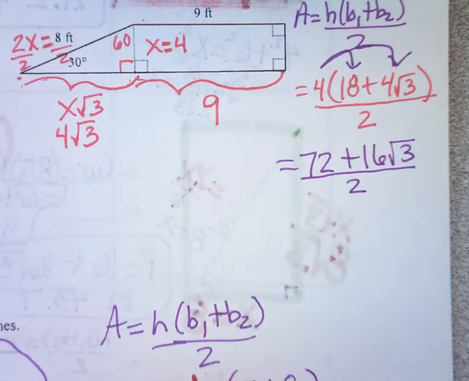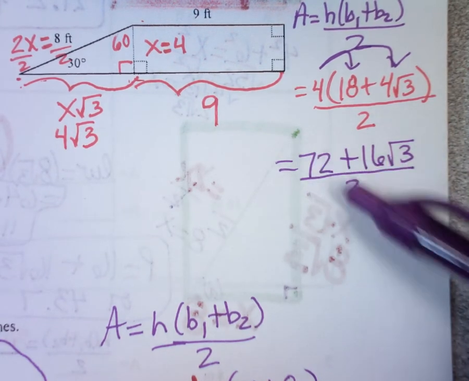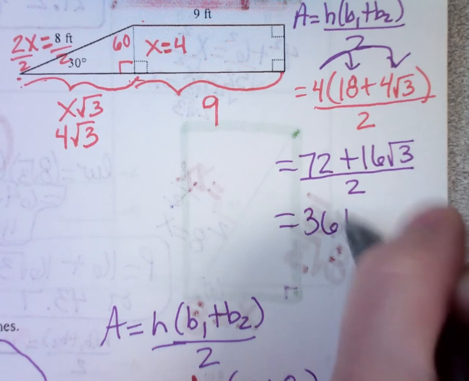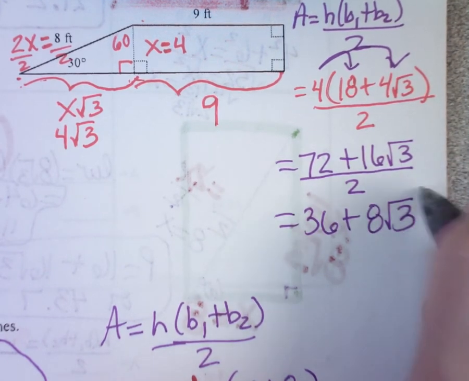And then at this point, I'm just going to divide both of these by 2 since they can. What's 72 divided by 2? 36. And then 16 divided by 2 is 8, so 8 square root of 3. And there he is.